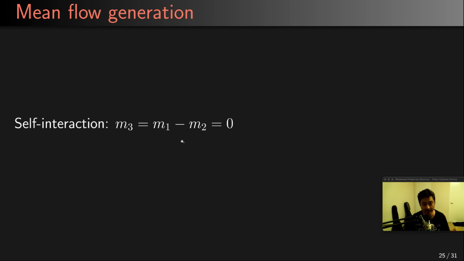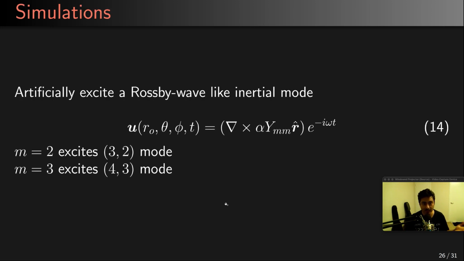Now think if u0, the 0th order solution, instead consists of just one mode, and there is a self interaction. Out of that you can get an m3 that's equal to 0, because m1 and m2 will then be the same, and you'll get m3 equals 0, which means that it can actually feed into a zonal flow and generate a mean flow. And whenever you generate a mean flow, you get angular momentum transport.